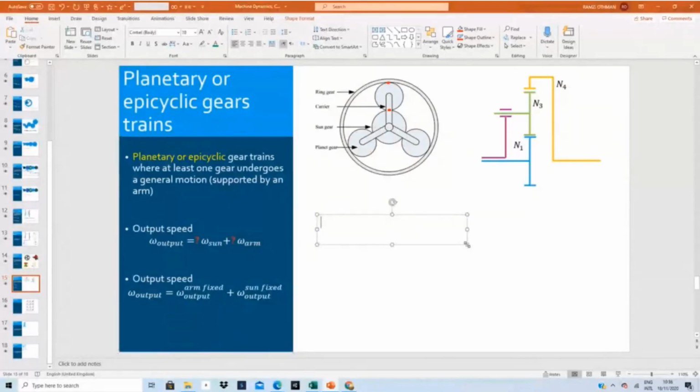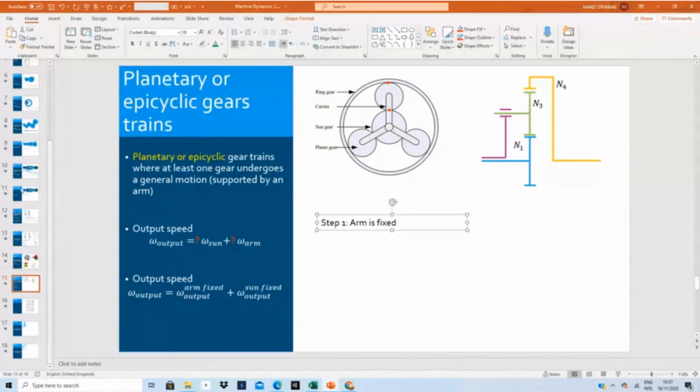I will make a first step, step one. I will assume that the arm is fixed. It's only one step. Now, if the arm is fixed, it's a very nice case. Why? If the arm is fixed, it means that the axis of rotation of the planet is fixed. It means that the planet in this case has a fixed axis of rotation. And this is so nice.